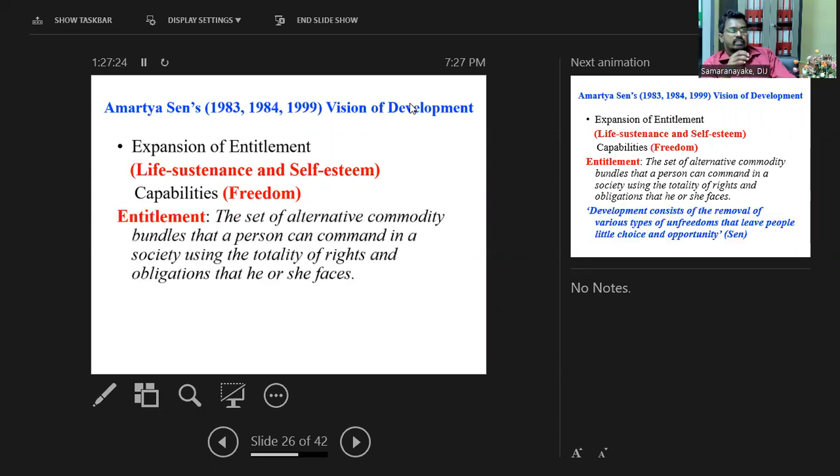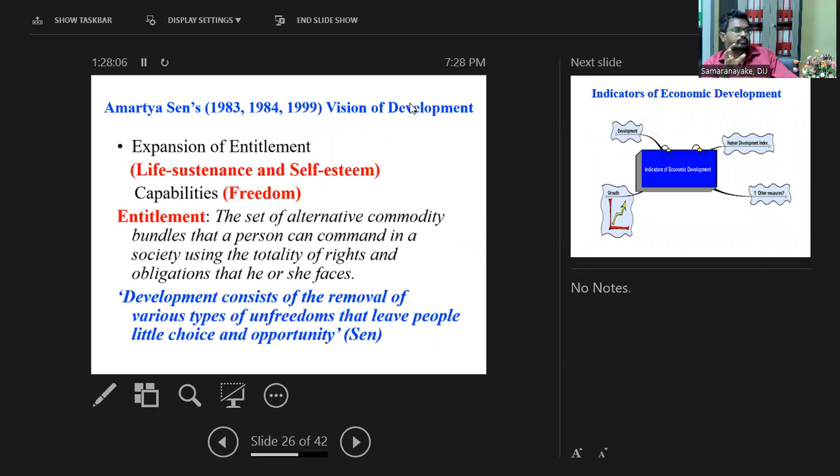And this entitlement is basically a set of alternative commodity bundles that a person can command in a society using the legal authority of rights and obligations that she faces. It's like this person has all the rights and obligations to consume basic things with their own pride, self-pride and esteem and all. That is what they call entitlement. So they can achieve basic needs and even their own pride, right?